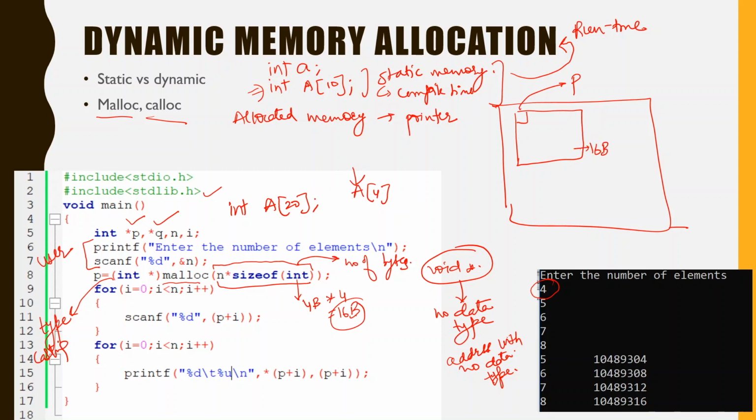This 16-byte block has a base address, which is stored in p, and it is of data type integer. The values that will be stored would be of type integer. So every 4 bytes would be an integer. So how does this scanf work? scanf works with %d because an integer is taken.